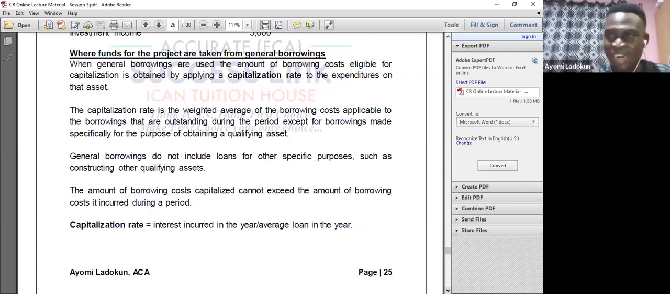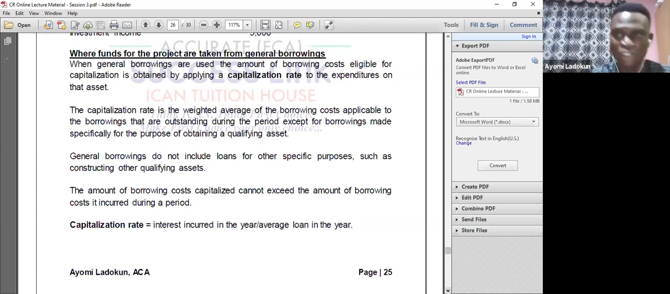That is general borrowing. When you say specific borrowing, like the one we just did, that means you specifically borrowed for an asset. But when you talk about general borrowing, you just have a lot of borrowing in your account. You have loan 1, loan 2. Sometimes you just borrow because you're anticipating you might need money anytime. You don't really borrow specifically to construct an asset. You have loan 1, loan 2, you have overdraft and the likes.